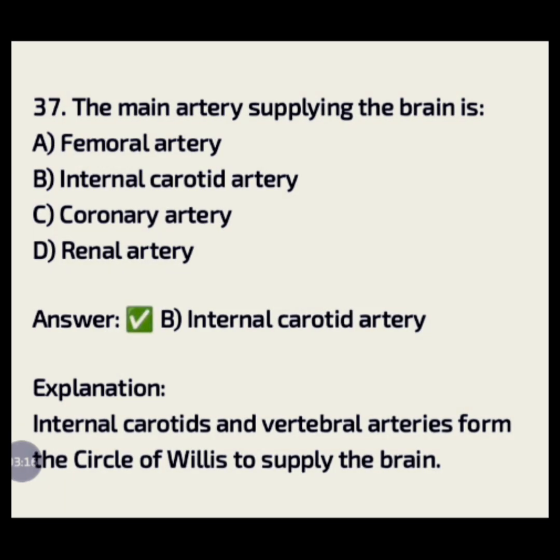The main artery supplying the brain is: option A, femoral artery; option B, internal carotid artery; option C, coronary artery; option D, renal artery. The correct answer is option B, internal carotid artery. Internal carotid and vertebral arteries form the circle of Willis to supply the brain.